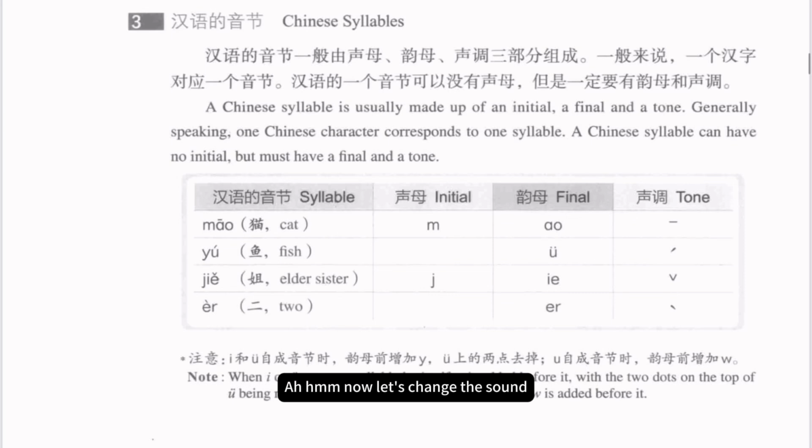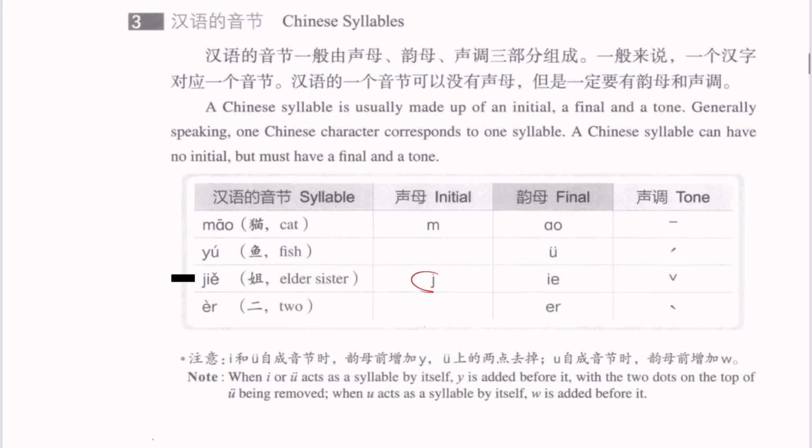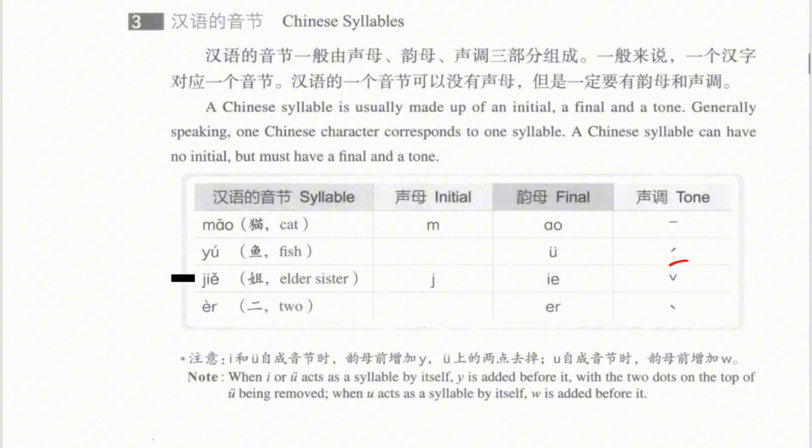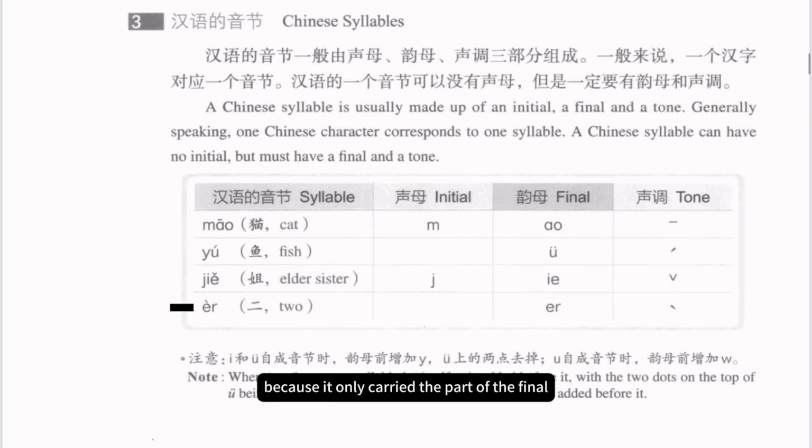Yu, yu. The third example. Very good. What's the initial? Ji. Very good. And the final? Ye. Then the tone? Ye. With the initial now joined to it? Jie. Let's look at the last word. R. It didn't have any initial because it only carried the part of the final.